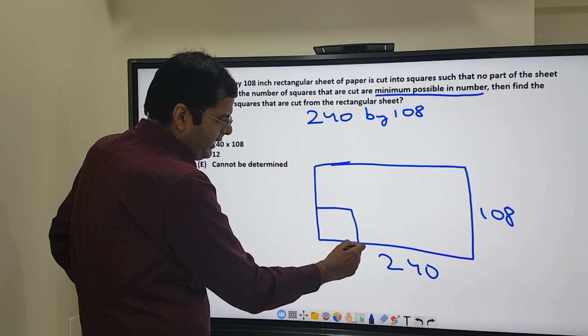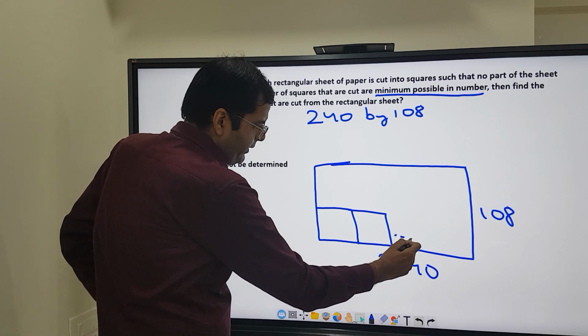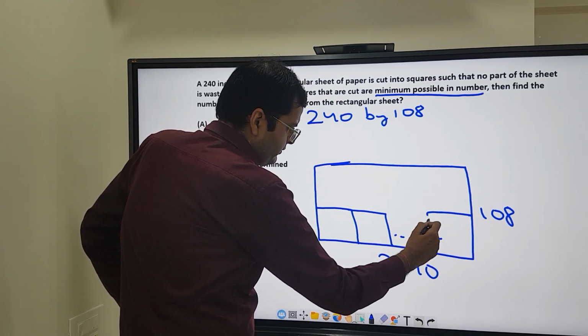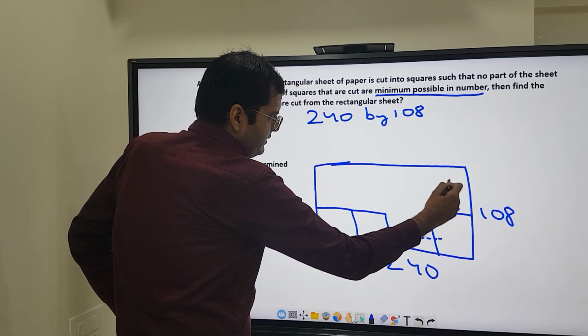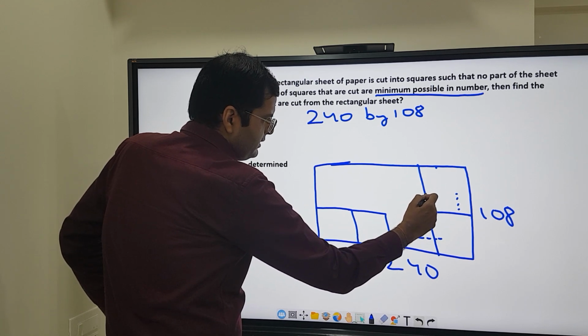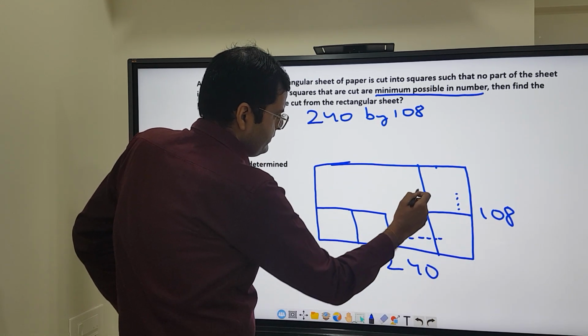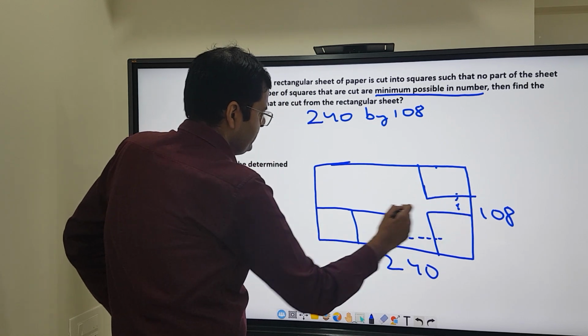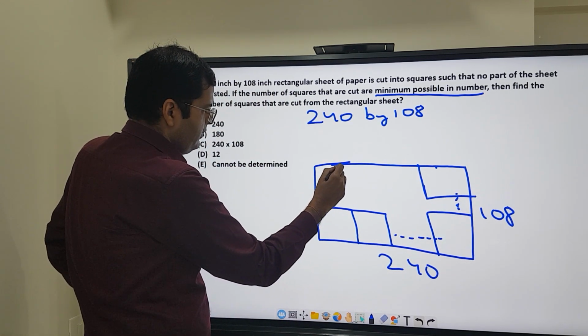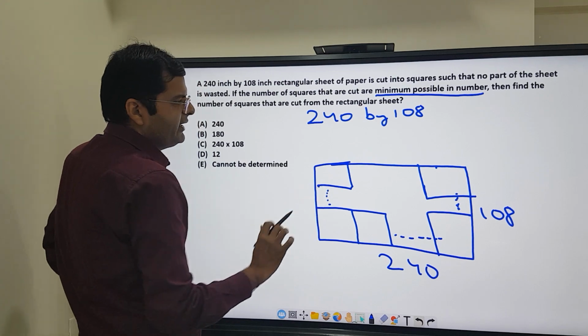Now to get the squares, let's say some of the squares will be like this. These are the number of squares that you get. Similarly, squares will go till this point. So let's say these are squares, a few squares in between. That is how you get the squares.